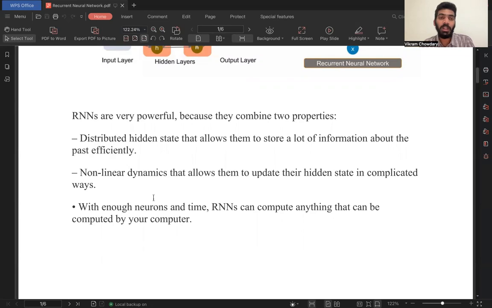The main and most important advantage is that the model size does not increase with the size of the input. If we give a larger input, the model size does not increase. Other advantages are that computation takes into account historical information, and weights are shared across time.